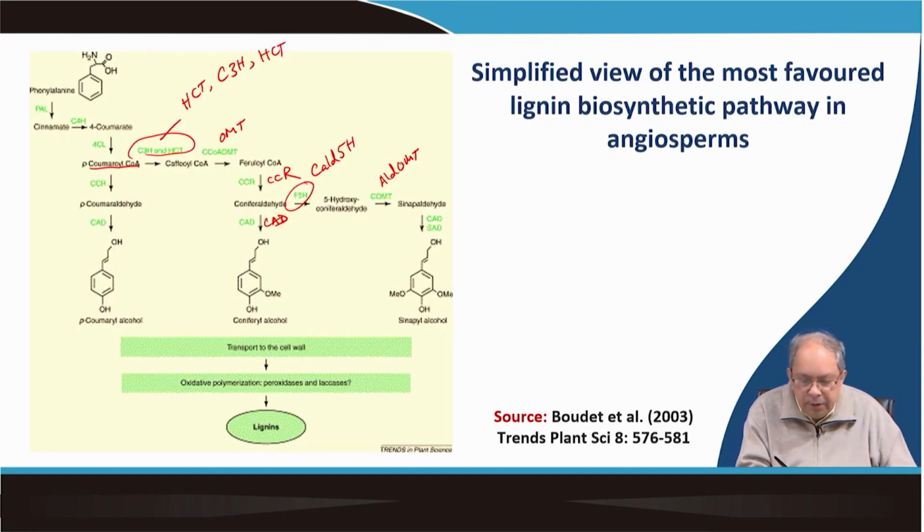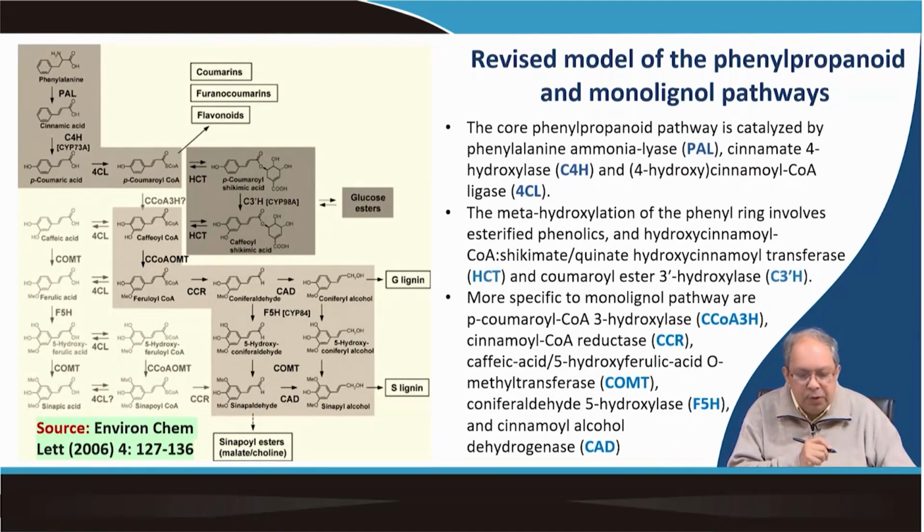Okay, and then by the action of CAD and SAD, synapyl alcohol dehydrogenase, both CAD and SAD can work, and this makes synapyl alcohol. Then they are transported to the cell wall, and oxidative polymerization takes place by the action of peroxidase and laccase, and ultimately it forms the lignin. So, this is basically the revised model.